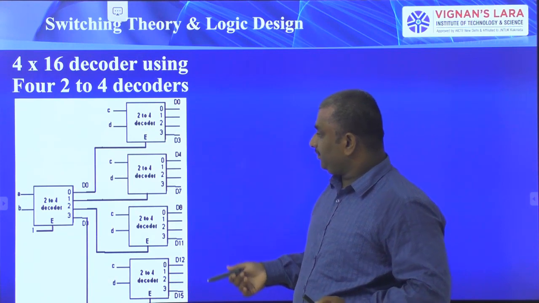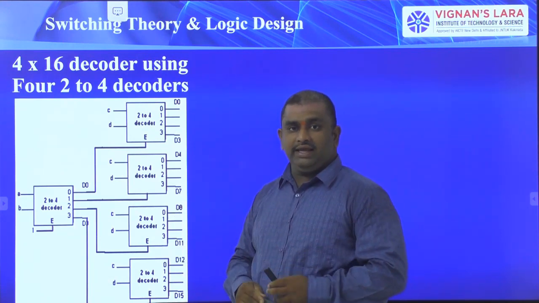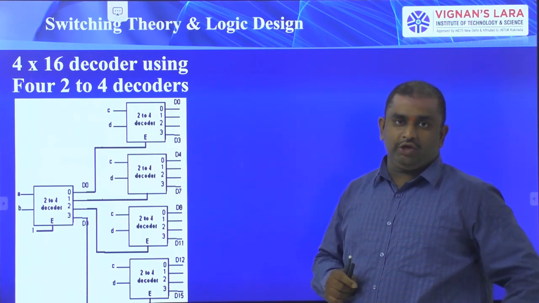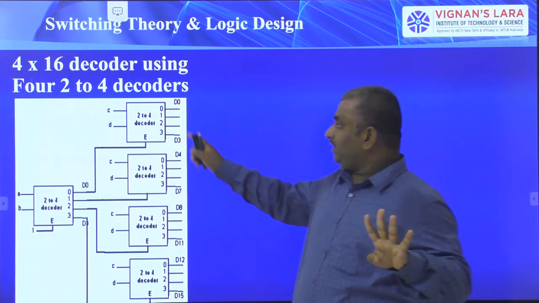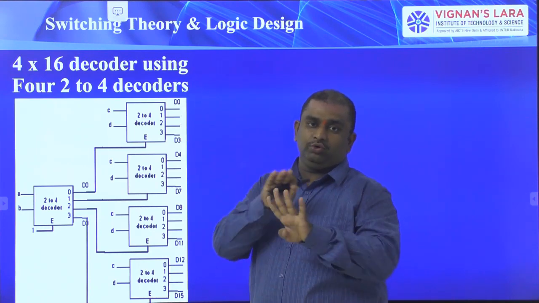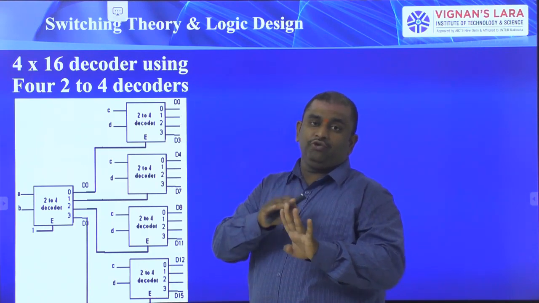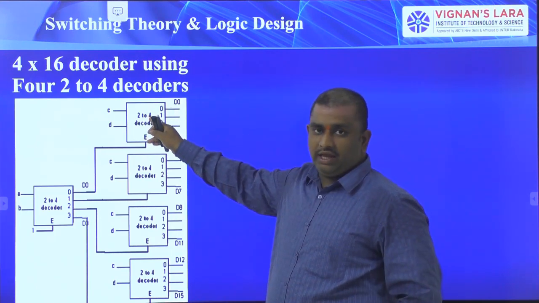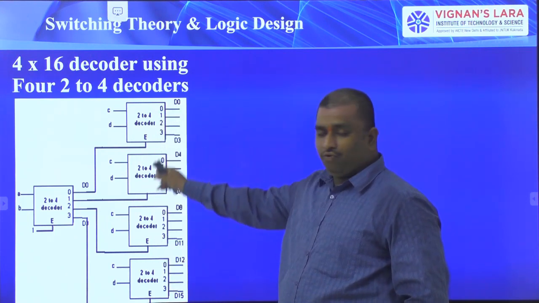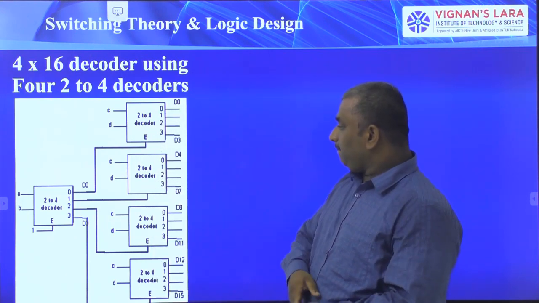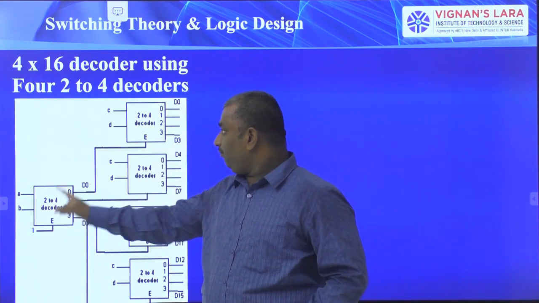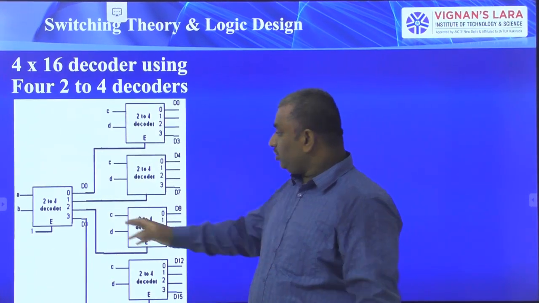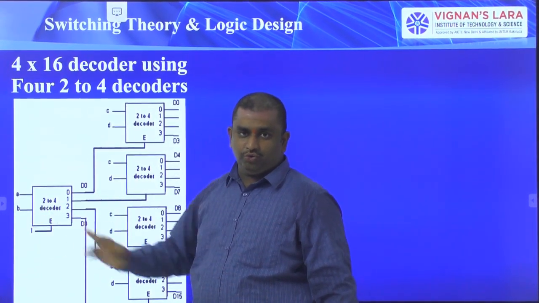Right, so see here, 2 to 4 decoders. For implementing this 4 to 16 decoder, in the 2 to 4 decoder I have only 4 outputs. But if I want 16 outputs, I have to use four 2 to 4 decoders. Totally I have to get 16 outputs. So for that reason, I have taken four 2 to 4 decoders, but before that, for each decoder I have only 2 inputs. I have to give extra 2 inputs, so for that reason I have taken one more 2 to 4 decoder.